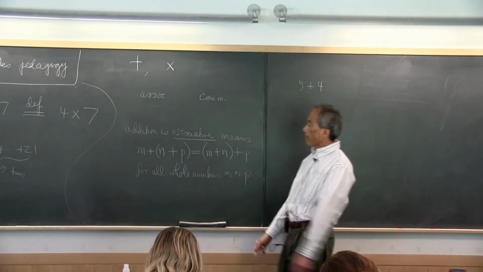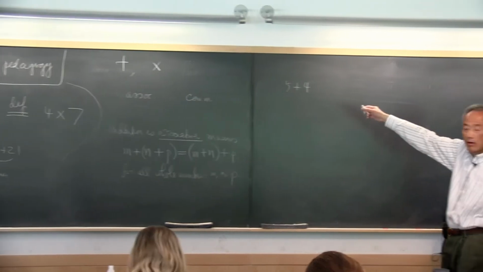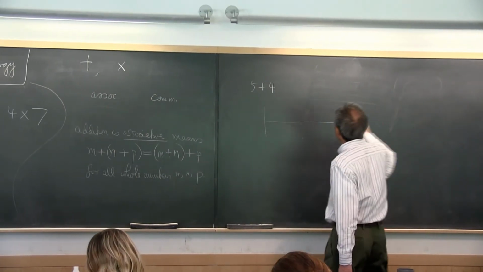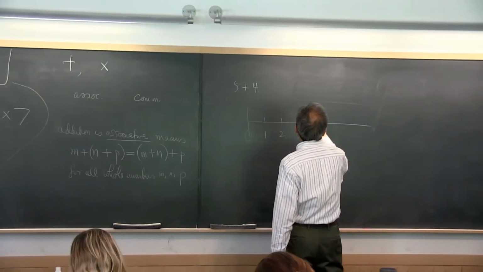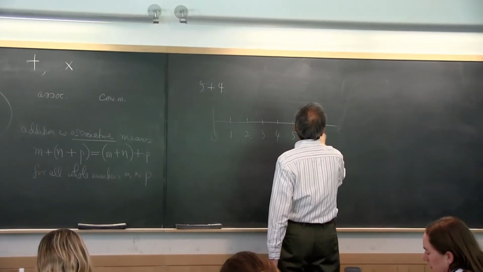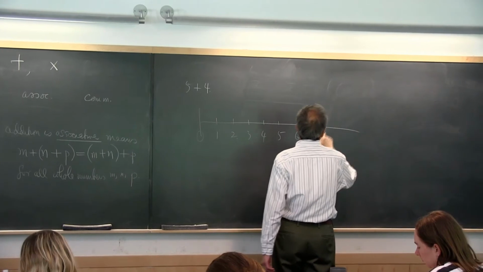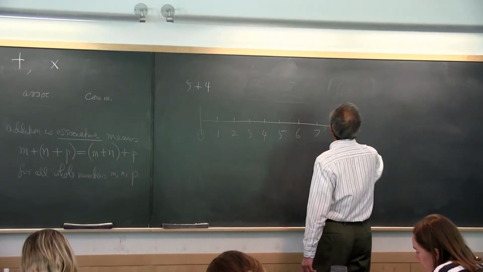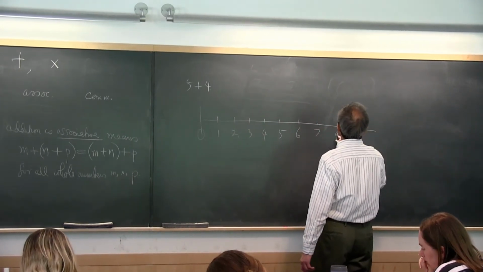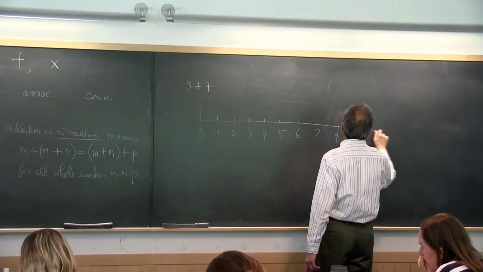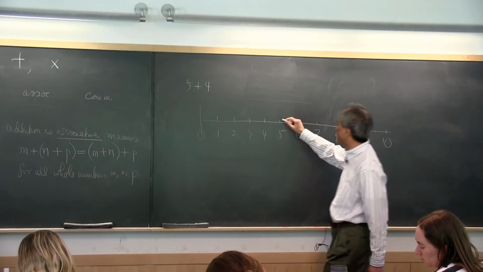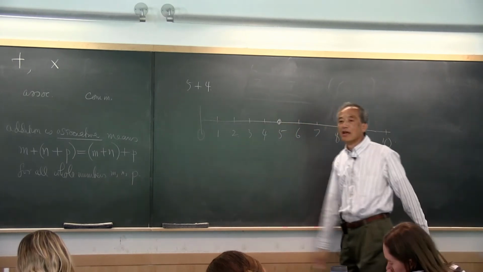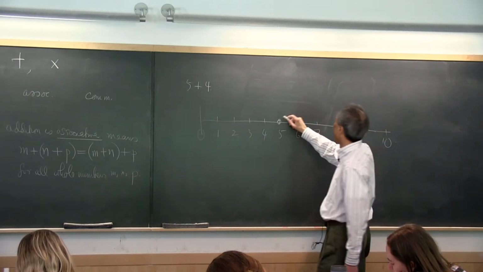So that's 5 plus 4. Okay, so 1, 2, 3, 4, 5, 6, 7, 8, 9, 10... So for 5 plus 4, we start from 5 and take 4 steps, right?